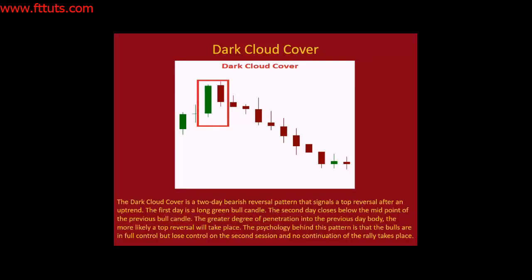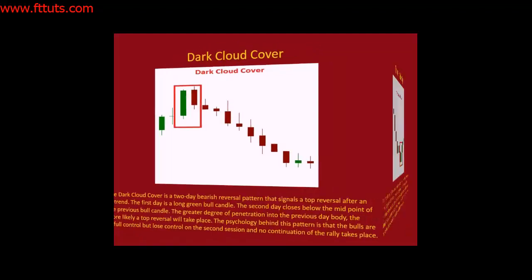Dark cloud cover. The dark cloud cover is a two-day bearish reversal pattern that signals a top reversal after an uptrend. The first day is a long green bull candle. The second day closes below the midpoint of the previous bull candle. The greater degree of penetration into the previous day body, the more likely a top reversal will take place. The psychology behind this pattern is that the bulls are in full control but lose control on the second session and no continuation of the rally takes place.